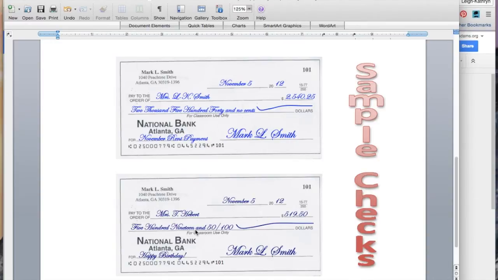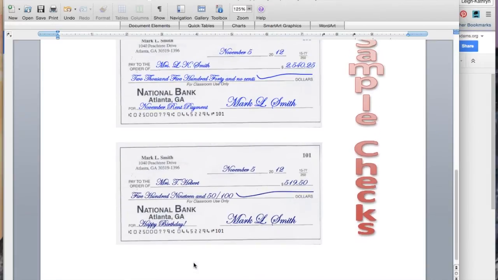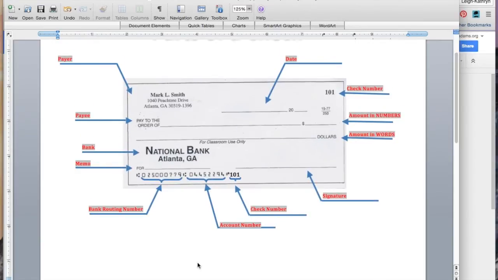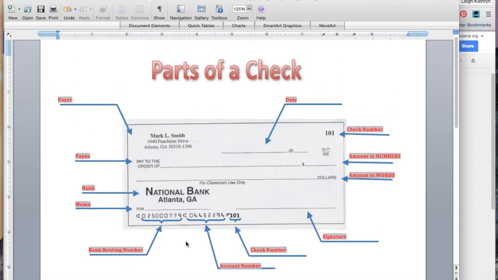The other way to do it is here. So we've got 519 and 50 over 100, 50 cents out of 100. And again, that squiggly line, we've got a memo, happy birthday. And again, Mark signs his name. Okay, so there are two sample checks. And again, the parts of a check.